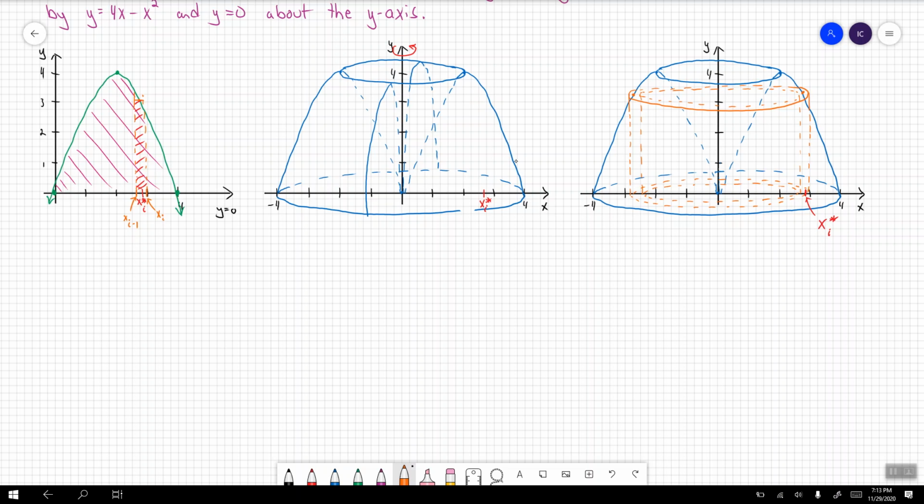All right, so I'm going to pull off this cylindrical shell down here, and we'll observe it here. All right, there we are. Let's bring this downward.